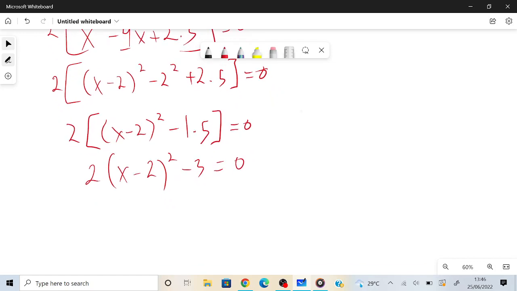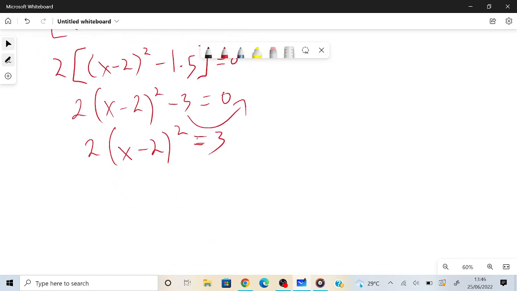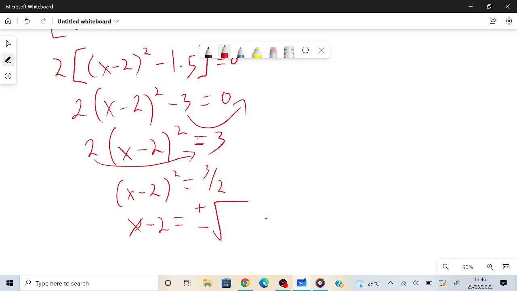Now, to solve this, we can take the 3 to the other side for starters. So 2 into x minus 2 squared equals plus 3. That's positive 3. Divide your 3 by 2, so you now have x minus 2 squared equals 3 over 2. We take the 2 to the other side. Your x minus 2 is simply the plus or minus root of 3 over 2.